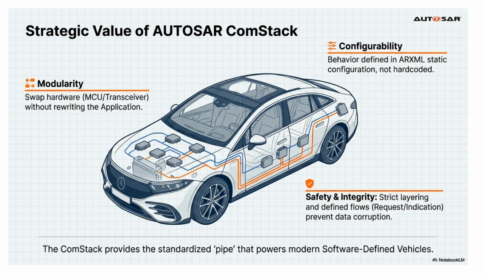We conclude with the strategic value of the AUTOSAR Comstack in the era of software-defined vehicles. This architecture is built on three core pillars: modularity, allowing hardware to be swapped without rewriting functional code; configurability, where behavior is defined in ARXML files rather than hard-coded logic; and safety and integrity, enforced through strict layering that prevents data corruption. As automotive systems move toward centralized architectures, the Comstack continues to evolve, integrating advanced security through secure onboard communication, SecOC, and precise timing via time-sensitive networking, TSN.